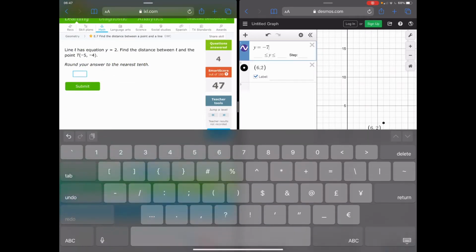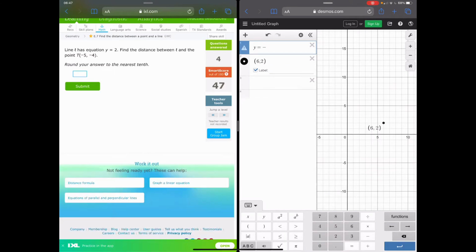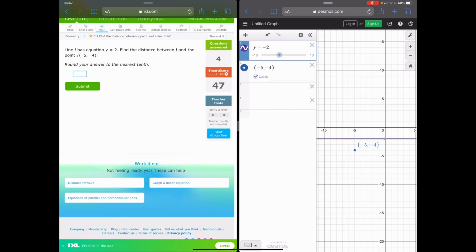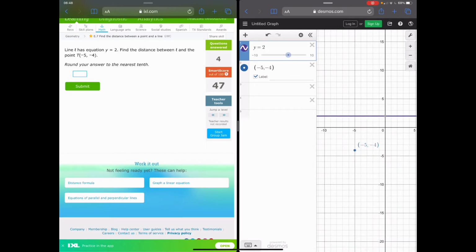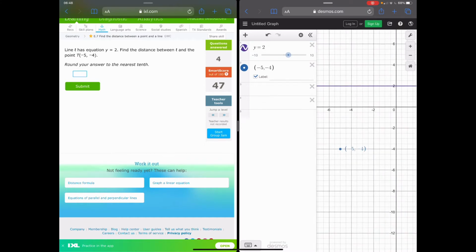Okay, same thing for this one. y equals 2. And then our point is going to be -5, -4. Oh, that goes on the second line, sorry. -5, -4. I'm going to label that. Okay, and the difference of spaces is going to be, it's supposed to be y equals 2, not -2. Sorry about that. It looked incorrect. So when I expand it, I'm going to get 4, 5, 6. So the difference is 6.